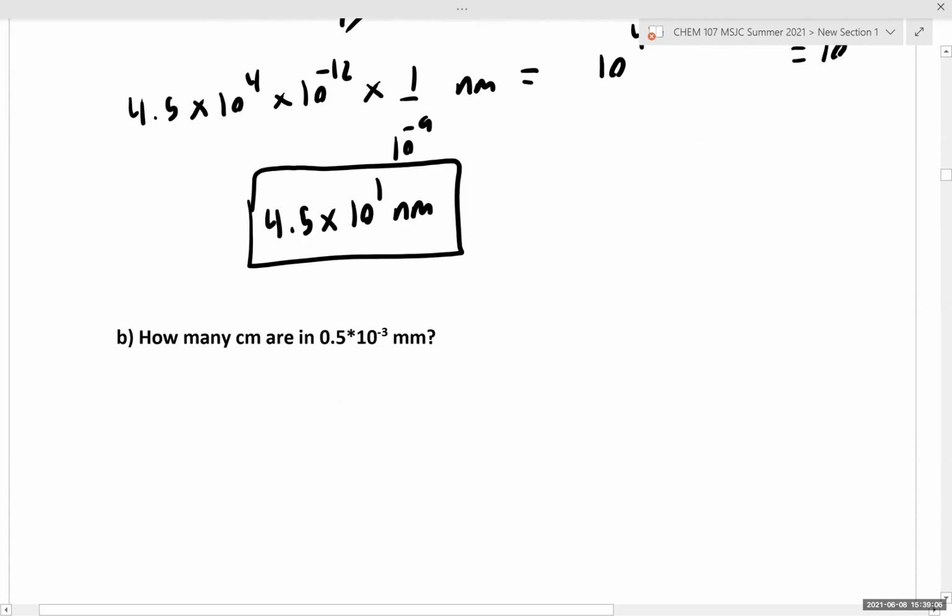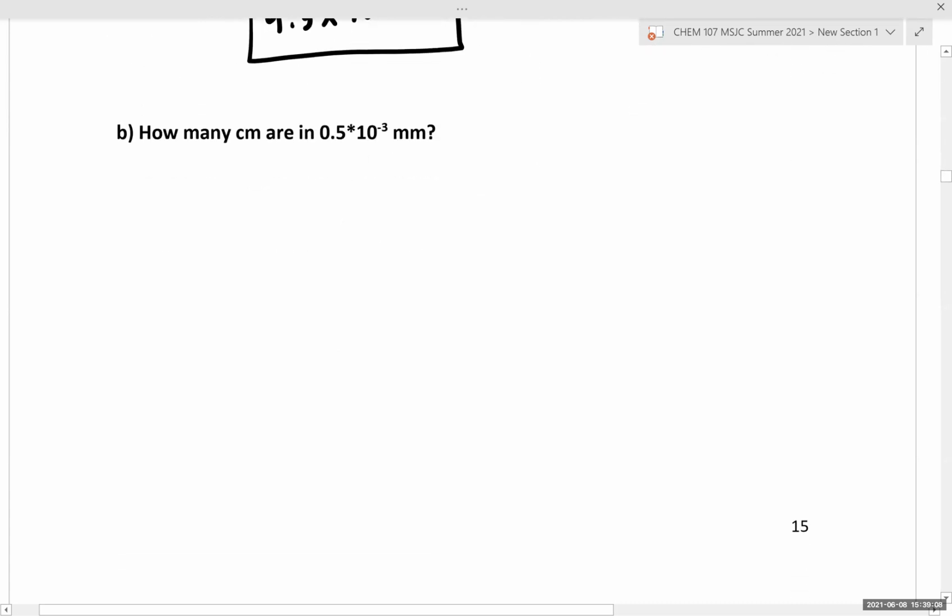Okay, let's do one more representative example. We're asked how many centimeters are in 0.5 times 10 to the negative 3rd millimeters. So in this case, we're trying to go from millimeters to centimeters. So what's the common unit between millimeters and centimeters? What's our shared unit? Our shared unit would be meters. Exactly. So then, with that shared unit established, we're going to set up our unit conversion.